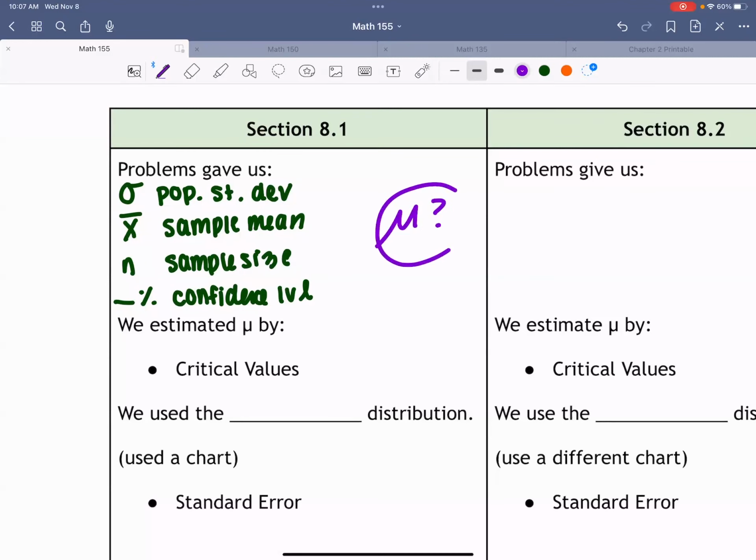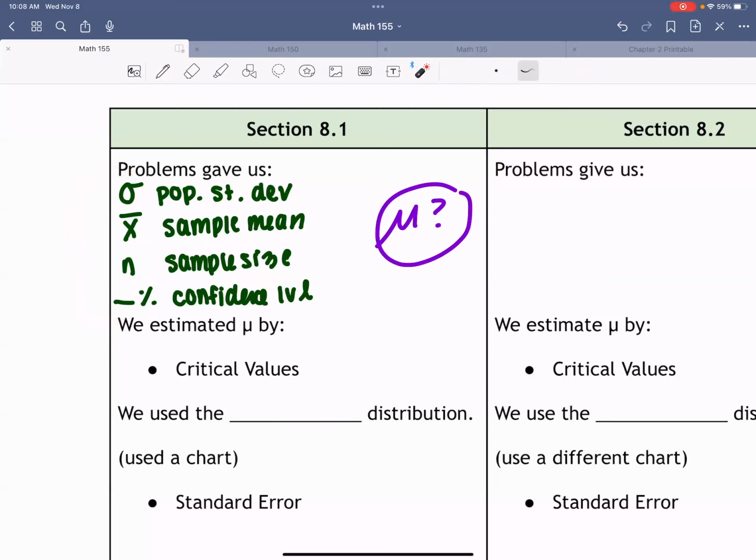us to figure out what mu is, right? We don't know what mu is. We want to figure out what it is. Now, these 4 numbers are not very helpful to find the mean. We literally can't calculate what the mean is based on the information that we have. But what we can do is come up with an interval that we're pretty confident that mu is in, right?